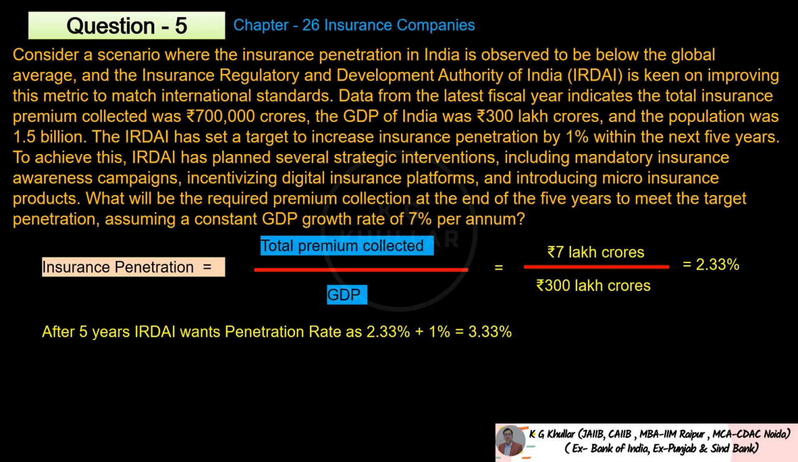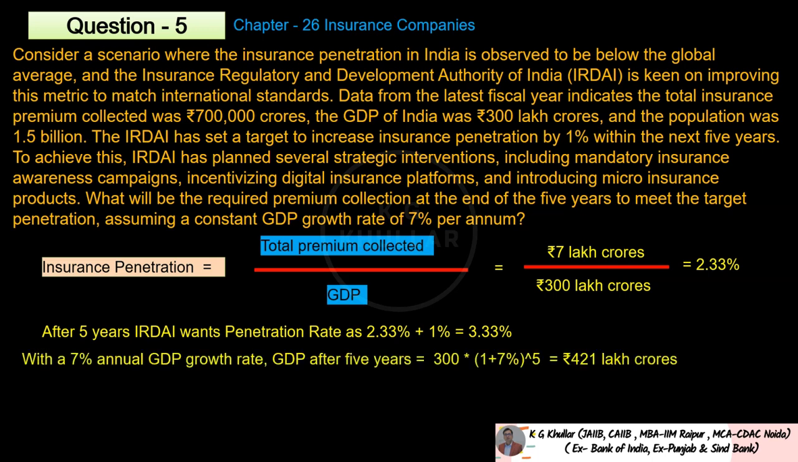Now the question wants us to find the premium collection. And for this we need to find the GDP after 5 years, so that we can plug in this GDP in the formula and get the required premium collection after 5 years. Now friends, with the 7% annual GDP growth rate, the GDP at the end of 5 years will be simply 300 multiplied by 1 plus 7% raised to the power 5, which on solving gives 421 lakh crores.